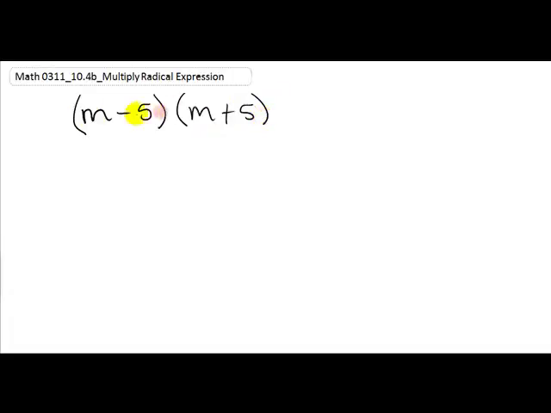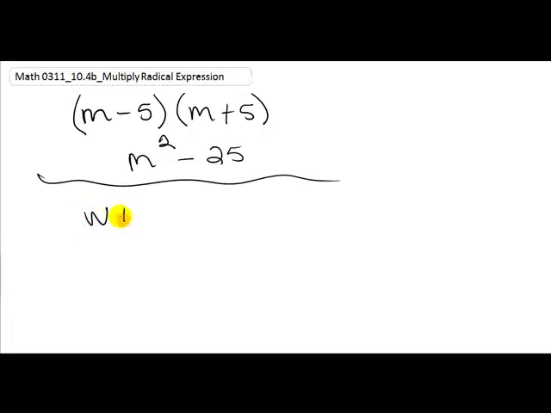When we're multiplying these two factors and we use that FOIL method, notice that we have m and 5 in each, and a minus in one and a plus in the other. So if you remember from chapter 6, when we factored, this was the factored form of the difference of two squares. And so we will end up with this m squared minus 25. Okay, so you want to remember that.